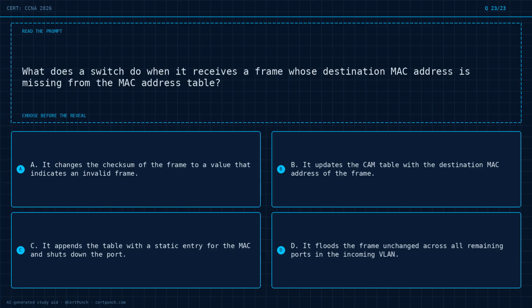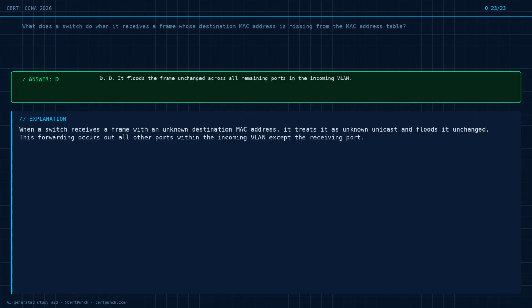Decide on the strongest option before the reveal. The answer is option D. Reasoning. When a switch receives a frame with an unknown destination MAC address, it treats it as unknown unicast and floods it unchanged. This forwarding occurs out all other ports within the incoming VLAN except the receiving port.